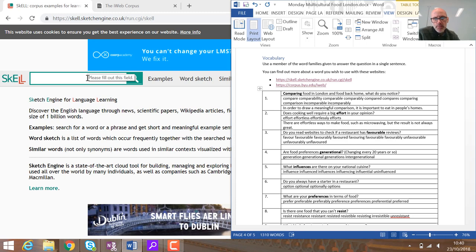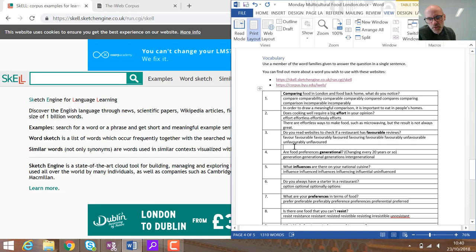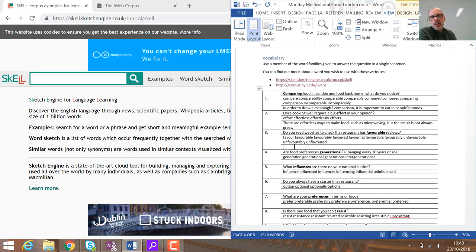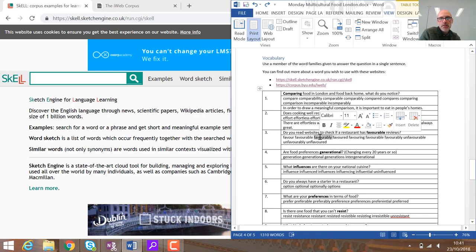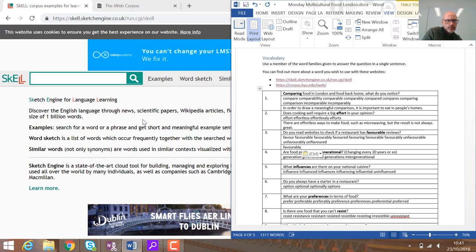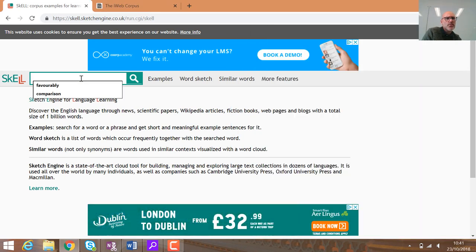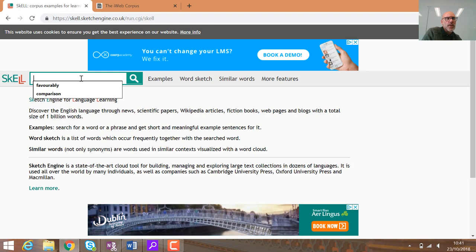Okay, so let's come down to the next question. Again, this is another question about food. Do you read websites to check if a restaurant has favourable reviews, or do you just go in? So here's the word family: favour, favourable, favourably, favoured, and so on. And we're going to stick our neck out and use the adverb here, favourably. So if we put this word into Skell, Skell will give us some information about the word.